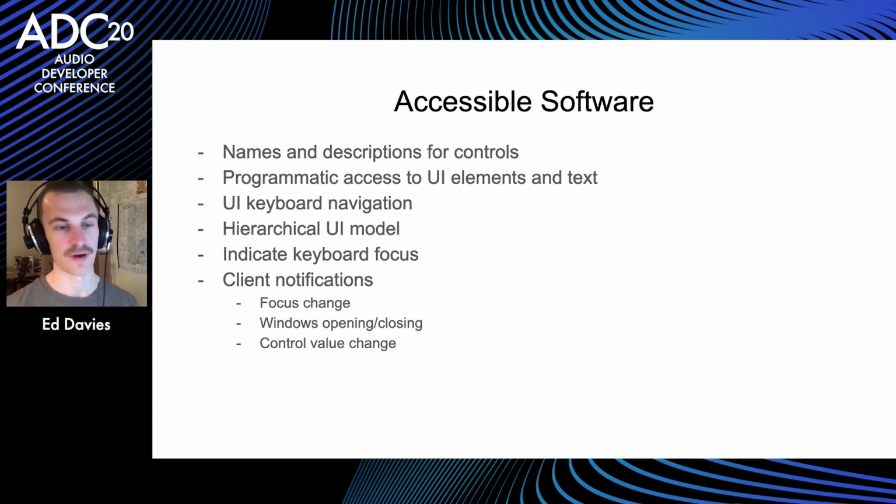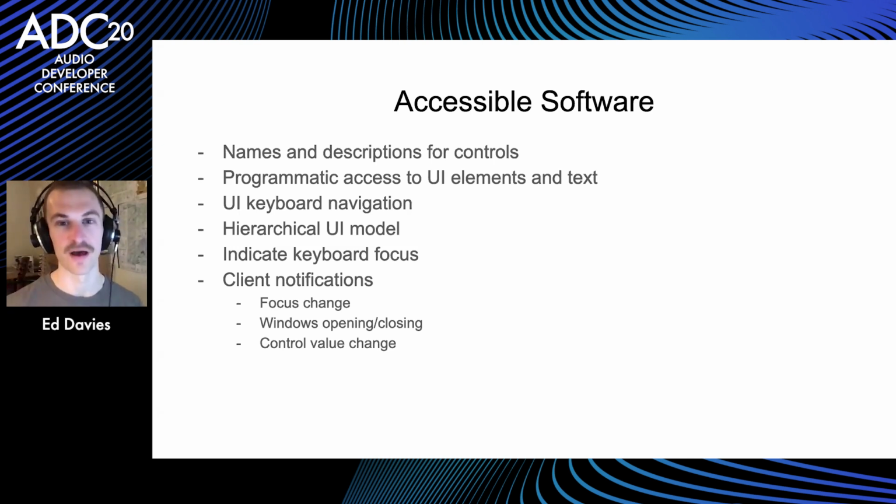And it also is bidirectional. So we need some way of notifying the clients when things within our app change that they may not be aware of. So that's things like keyboard focus changing, opening and closing of windows, control value changes, and so on. So apps built using the native UI toolkits on operating systems typically get this kind of support for free. But with JUCE, it's really a little bit trickier. And that's kind of what this talk is going to be about.